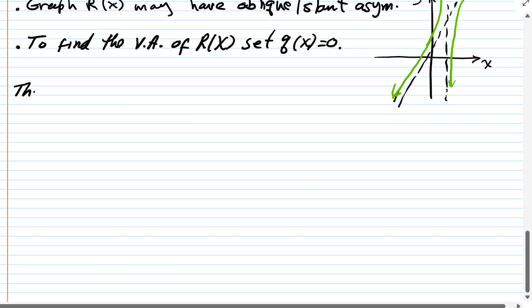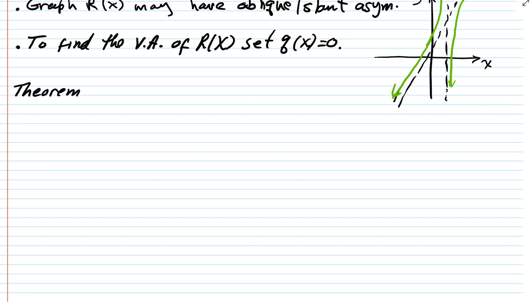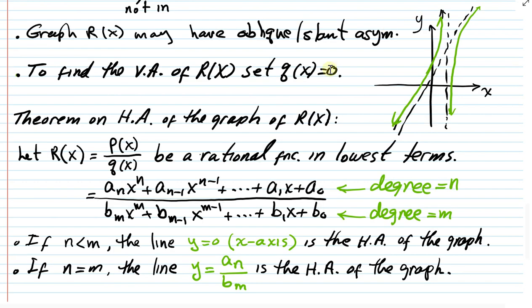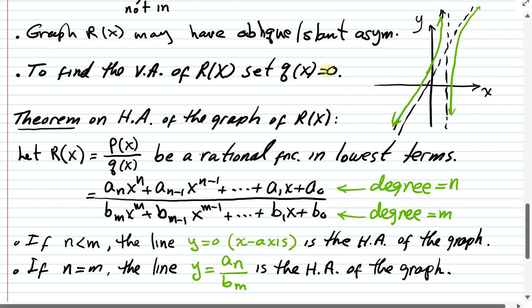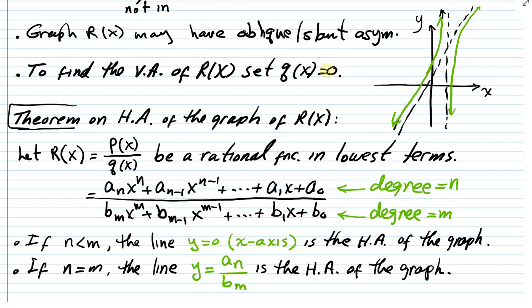This theorem is going to be the theorem on horizontal asymptotes of the graph of r of x, the rational function. So I'm just going to write this theorem and then I'll come and talk about it in just a moment. All right, so here's the theorem on the horizontal asymptote of the graph of a function. Now the theorem goes like this. Let's say we have a rational function. Now the rational function here is again in lowest terms.